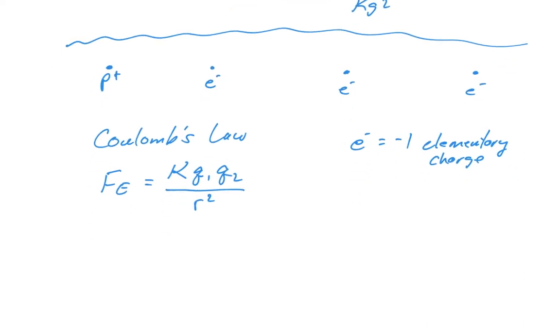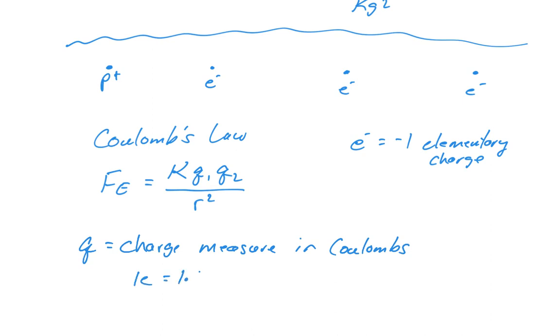So we are going to say that Q is charge, and we're going to measure that in coulombs, C-O-U-L-O-M-B-S. Our conversion for elementary charge is that 1 elementary charge is equal to 1.6 times 10 to the negative 19th coulombs. You could also use capital C to stand for coulombs. So we know that 1 electron has a charge of negative 1.6 times 10 to the negative 19th coulombs.